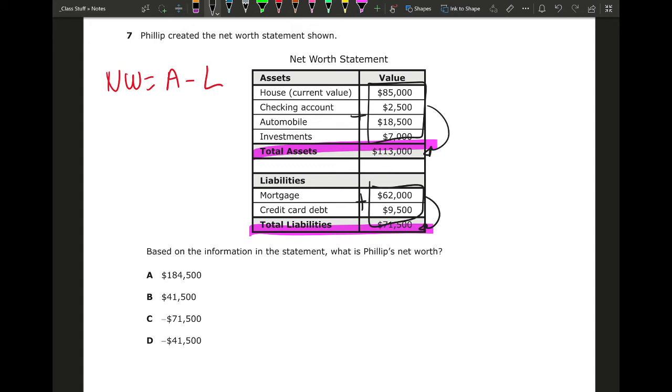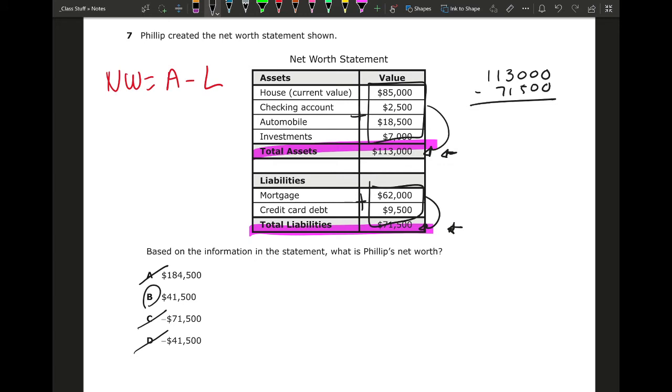Now, yes, you can have a negative net worth. How will you get a negative net worth? If this number right there is less than this number, then the net worth is gonna be negative. So basically, if you have more liabilities than assets, your net worth is going to be negative. So, assets minus liabilities, 113,000 minus 71,500. In this case, my assets are more than my liabilities, so these two answer choices are gone. Before I even subtract, my net worth has to be less than 113,000. So this is also gone. My only answer is going to be B.